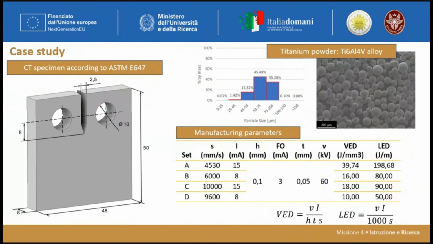By varying the speed and the current of the beam, we obtained 4 different levels of energy. Indeed, we can consider 3 levels, because parameter B and parameter C present quite similar energy, even if they were obtained with totally different parameters, almost twice the other. And this is because we wanted to analyze not only the effect of the energy, but also of the parameters themselves.